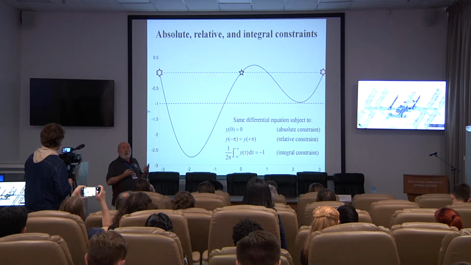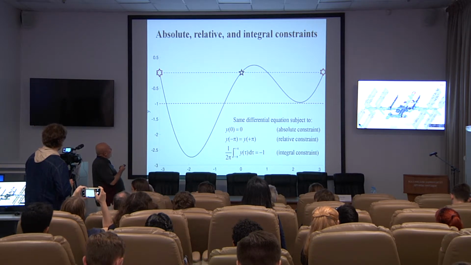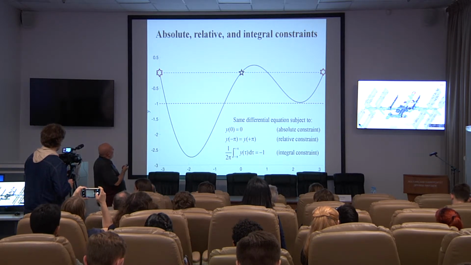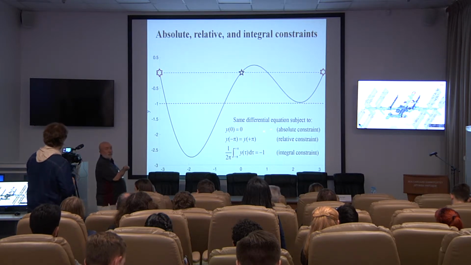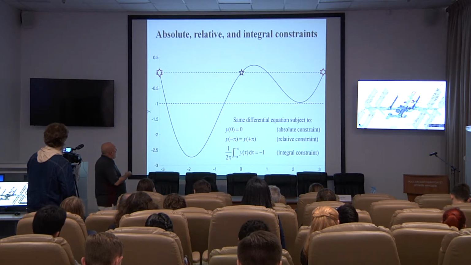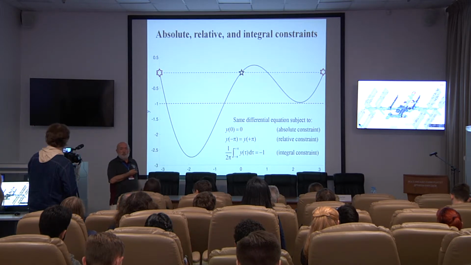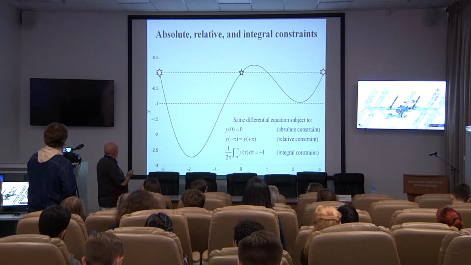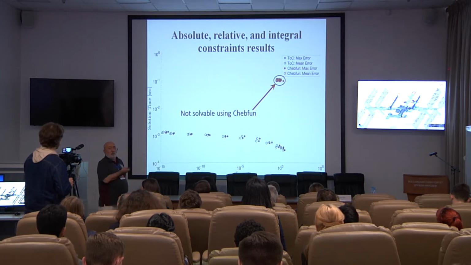To show how powerful this approach is, I use the same third order differential equation, but at this point I introduce a relative constraint, that is, I don't know the value of y at minus or plus pi, but they must be equal, and an integral constraint. And so I apply the technique, and Chebfun is not able to solve this problem.